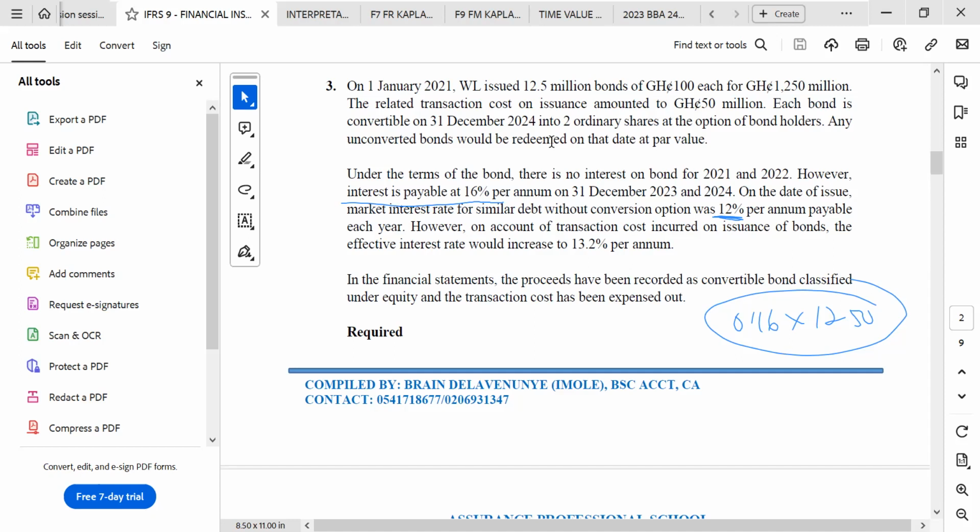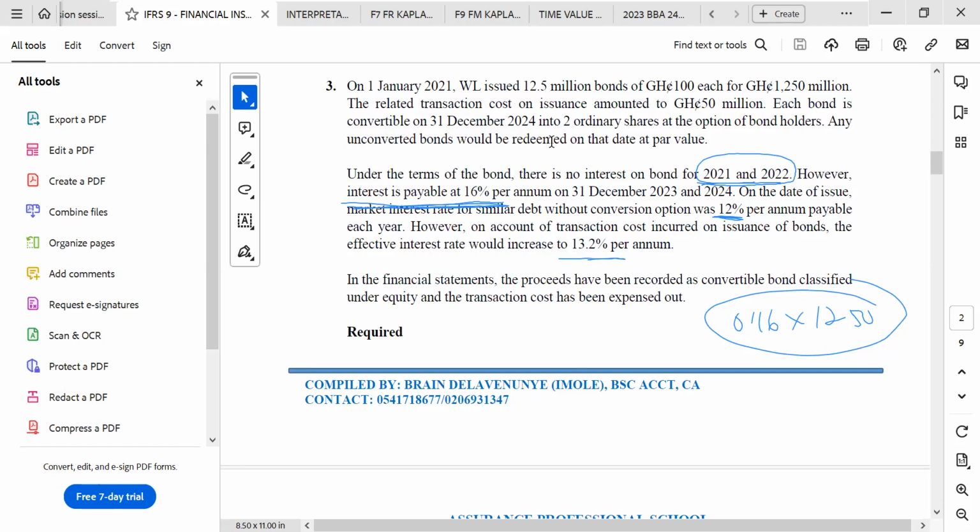Do you know under normal circumstance, the effective interest rate should be higher than what? The coupon rate. If you pay attention to the questions that we have been solving, you see that the effective interest rate is always higher than the coupon rate. But do you know why it is not higher here? Yes, the reason is the interest. You can see that they have accumulated the interest. The 2 years interest has been accumulated and it was paid in 2023 and 2024.